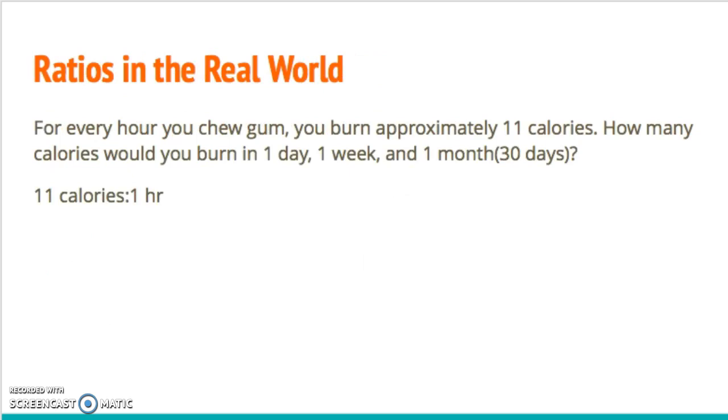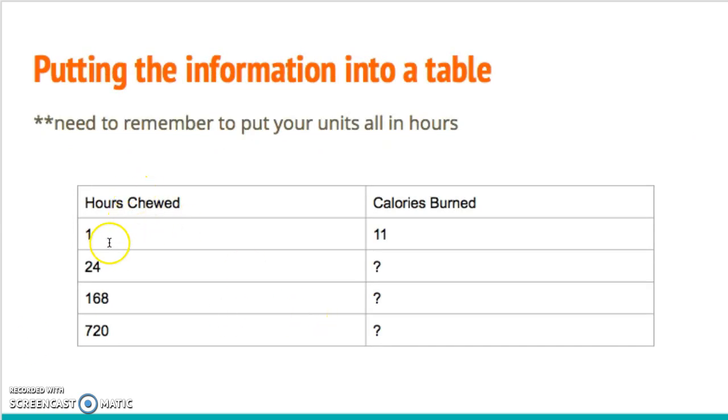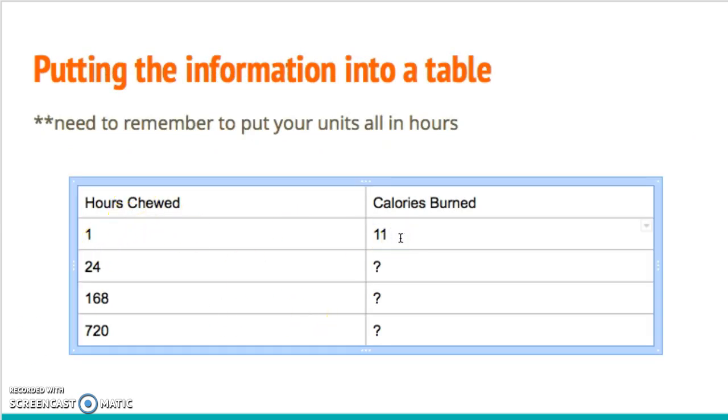Moving forward, I put this information into a chart. So we have 1 hour of gum chewed is 11 calories. I converted all my units into hours. I would recommend that you do that on your own. Take a moment, pause the video, try out these conversions. Again, we worked on conversions a few weeks ago in class, and some outside of class. So create your conversion tables, get all your units into hours, so then we can calculate our calories.